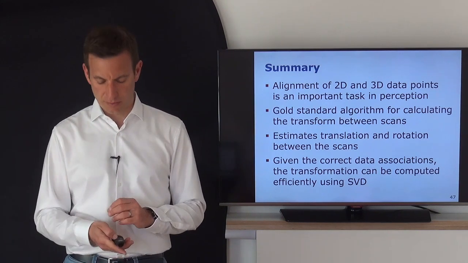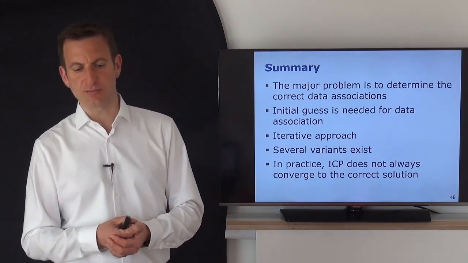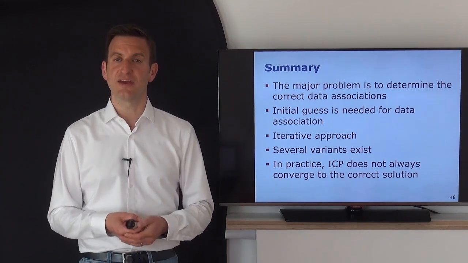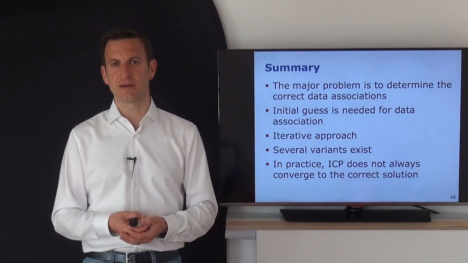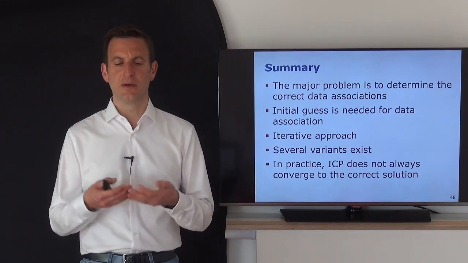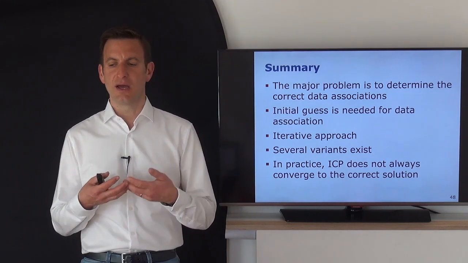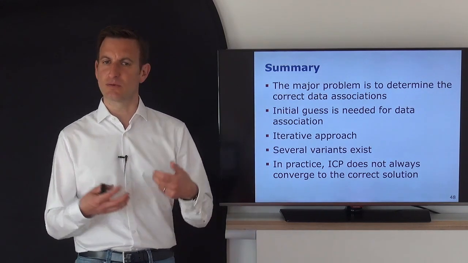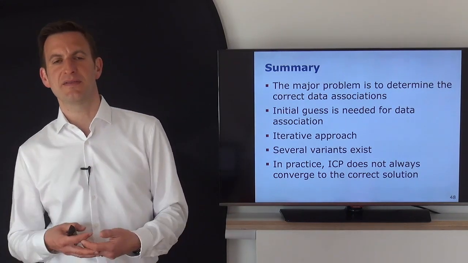data association. And this is, again, the major problem that we face today with the ICP algorithm, that this data association is not given. We don't know the correct data association. We need to guess it. We typically guess it based on the initial pose information that we have, for example, from odometry or from a GPS sensor or some other information.